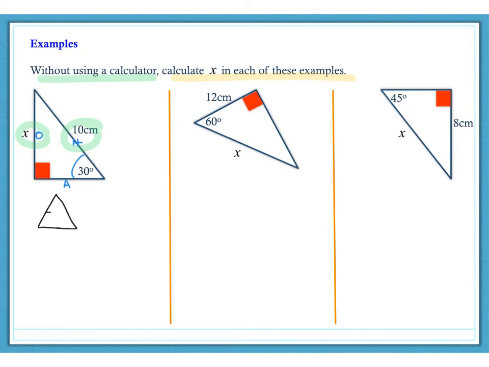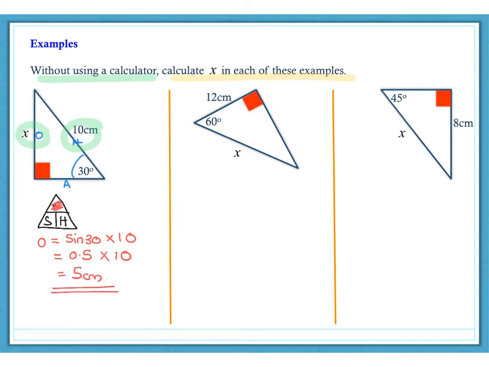So I'm going to write out my SOH triangle. And of course, what I'm looking for is x, or the opposite. So the opposite is equal to sine of 30 multiplied by the hypotenuse, which is 10. But we now know from the exact result, and you can look back to the table to see this, the sine of 30 is equal to 0.5 or a half. 0.5 multiplied by 10 gives us an answer of 5 centimetres.